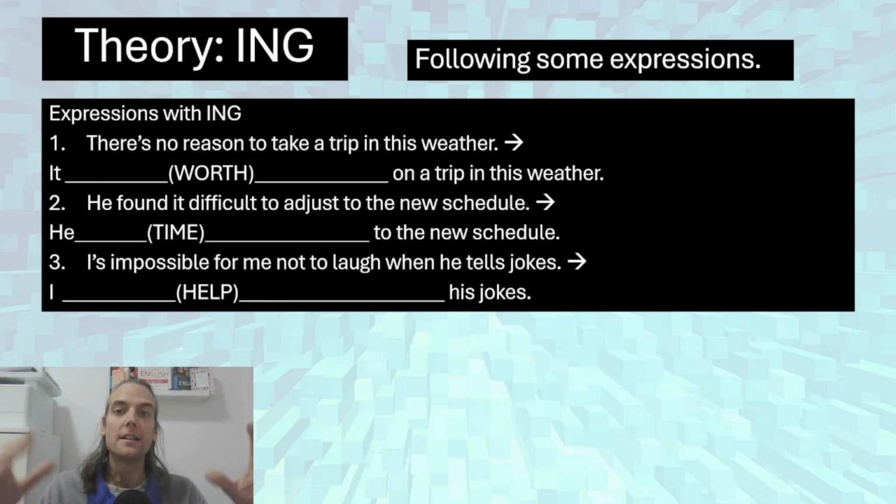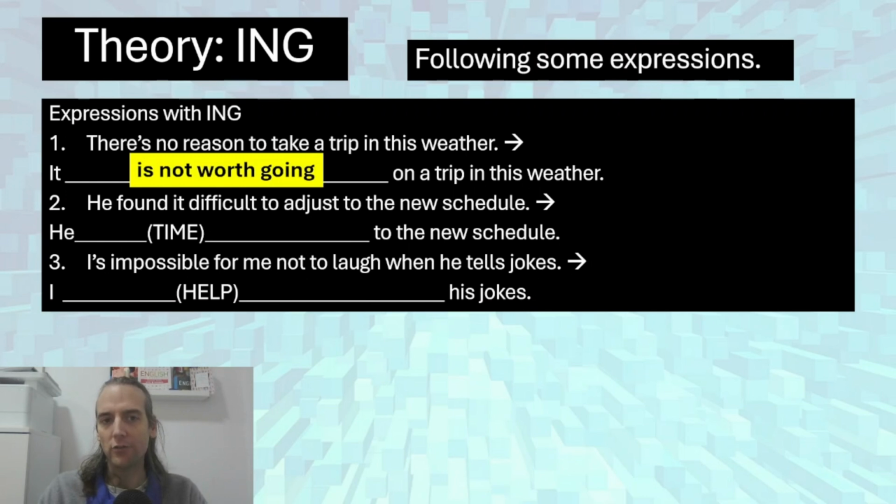And the last one is some of these expressions that I promised you we would talk about. Some expressions with ing, as we saw, it's not worth is followed by ing. So pause the video, write your answers for these 3. And we should have number 1, it's not worth. Take a trip with "on", you go on a trip. So it's not worth going on a trip.